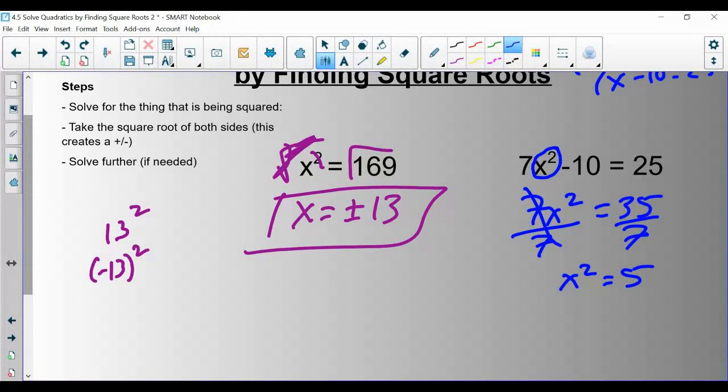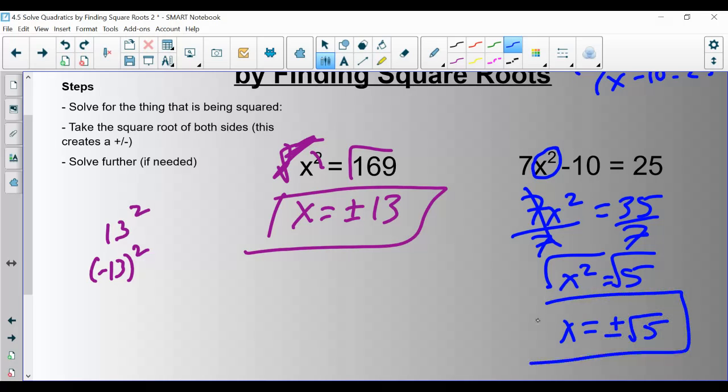Then you take the square root of both sides. Taking the square root of both sides, the square root cancels out the square, so you just have x. If you do that to one side, you have to do it to the other side, remembering that when you do that, it creates a plus or minus. So there's going to be two answers here. I guarantee I'm going to be taking off a lot of points for people forgetting about the plus or minus. Happens every year. So remember, whenever you take the square root of both sides, it creates a plus or minus.